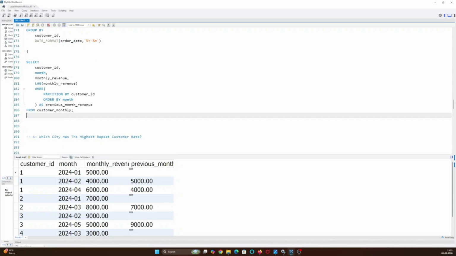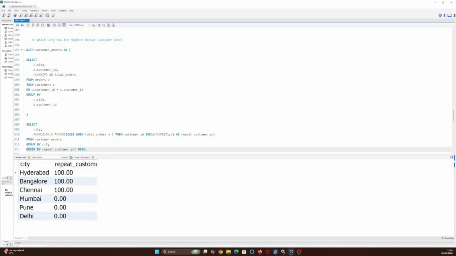Problem 4. Which city has the highest repeat customer rate? Most companies focus on revenue, but revenue doesn't always tell the full story. Imagine city A generates huge revenue, and city B generates slightly less revenue. However, customers in city B keep coming back repeatedly. Which city is actually better? Let's use data to answer it.